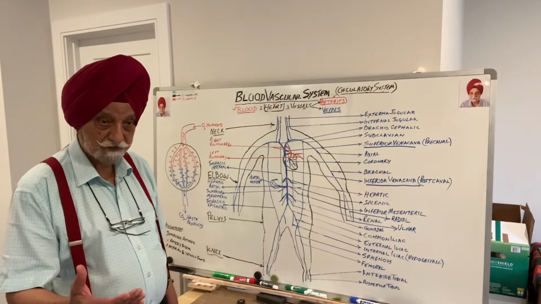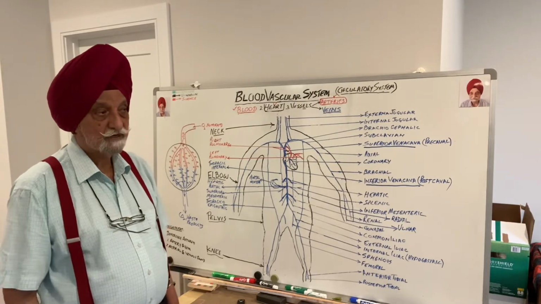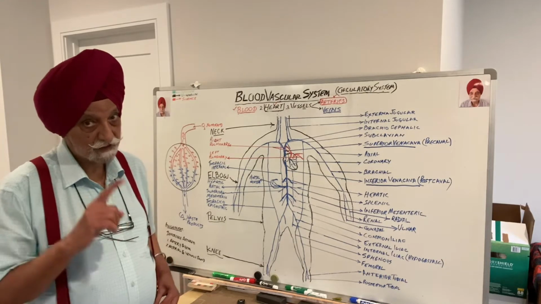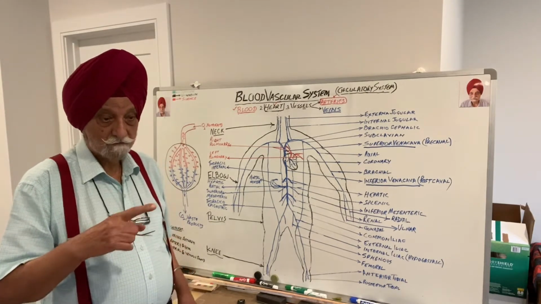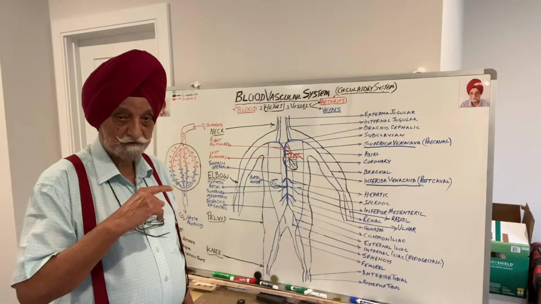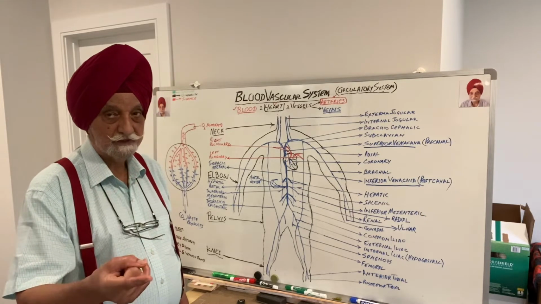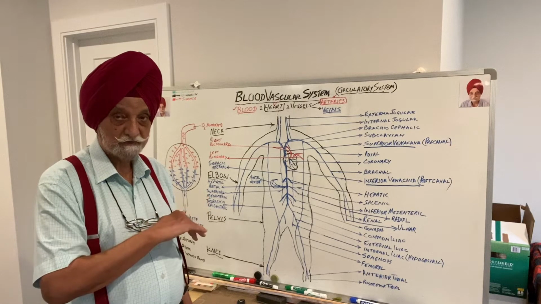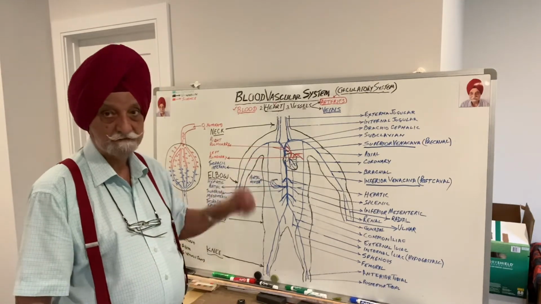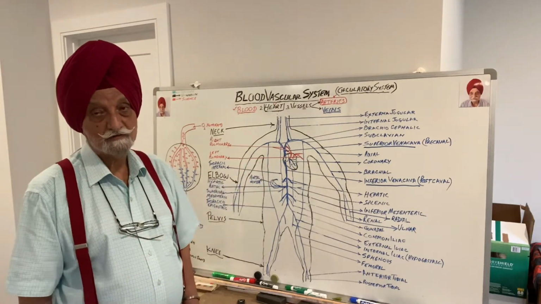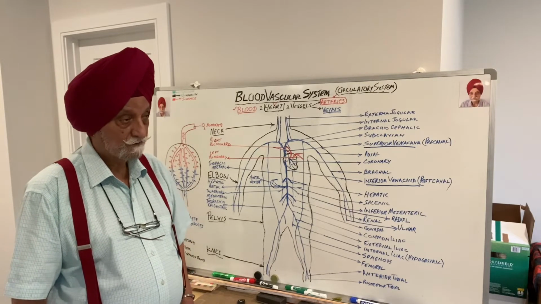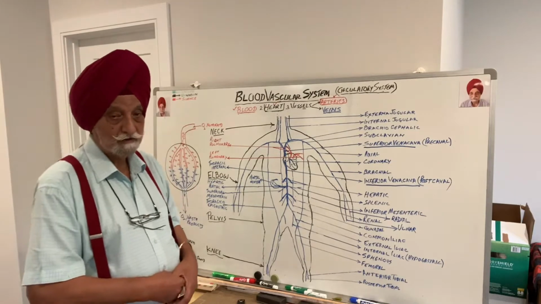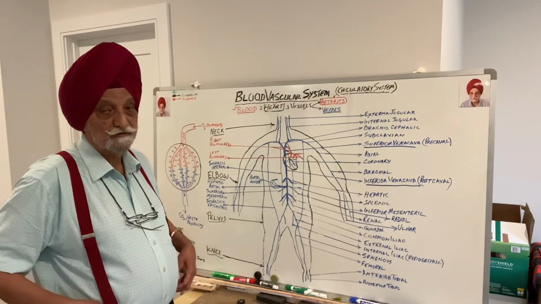Now we have to bring back this blood which has gone to all parts of the body. And I have already told you this process of taking the blood to all parts of the body and bringing the blood back from different parts of the body to the heart is called circulation of blood. Now, today we are going to bring all the blood that has gone to different parts of the body.